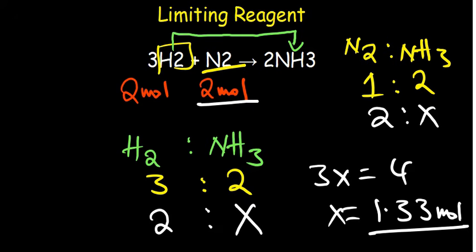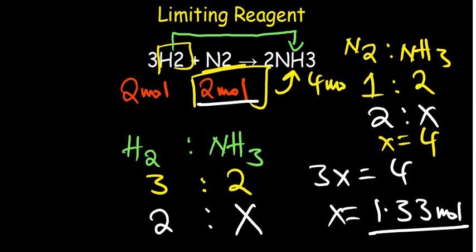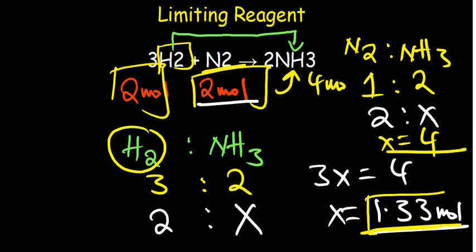So if you cross and multiply, your x is directly going to be equal to 4. So 2 moles of nitrogen are producing 4 moles of that, and then 2 moles of the hydrogen are producing 1.33 moles. So which one is producing more? The nitrogen is producing more moles, and the hydrogen is producing fewer moles. So the one that is producing less is what we call the limiting reagent.